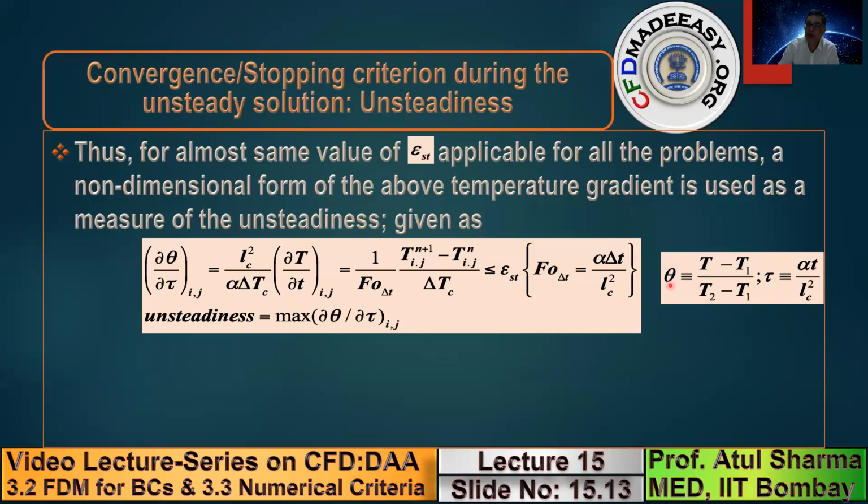So if you use this non-dimensional temperature and non-dimensional time, you can get an expression for del theta by del tau. This is the non-dimensional temperature gradient as a function of the dimensional temperature gradient, where in this expression the characteristic length scale, the thermal diffusivity, and the temperature difference, which is T2 minus T1, are involved. And this can be expressed as the Fourier number corresponding to the time step, alpha delta t by Lc square. So you get an expression like this.